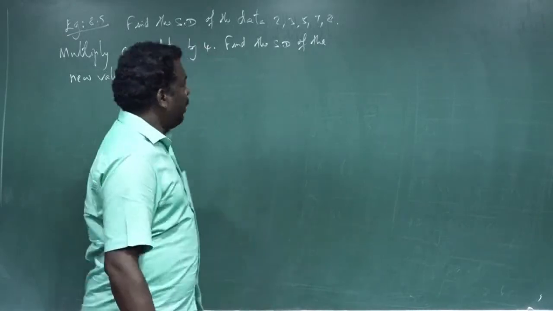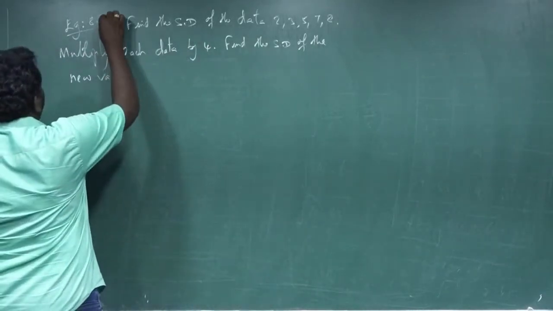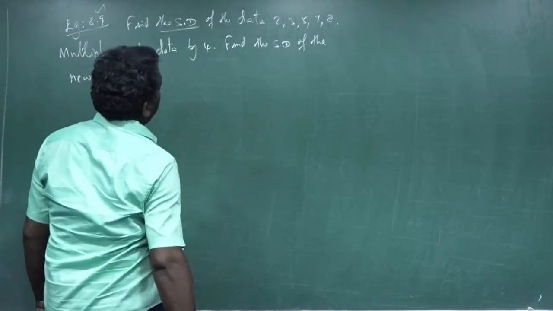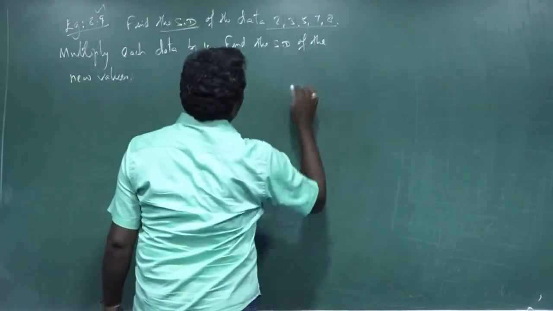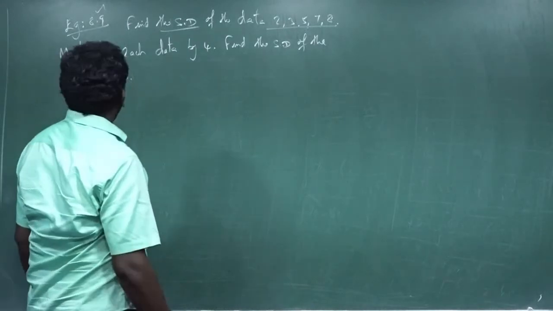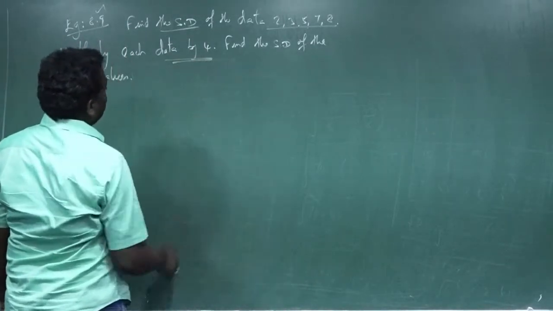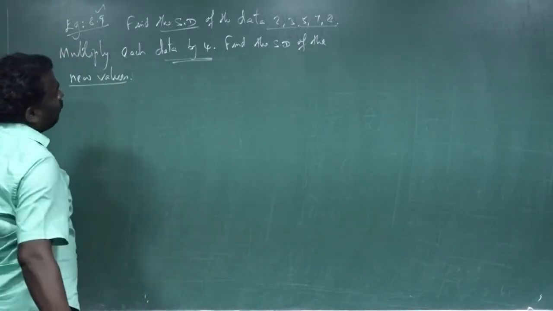Come to the next example, 8.9. Find the standard deviation of the data 2, 3, 5, 7, 8, and multiply each data by 4. Find the standard deviation for the new values.